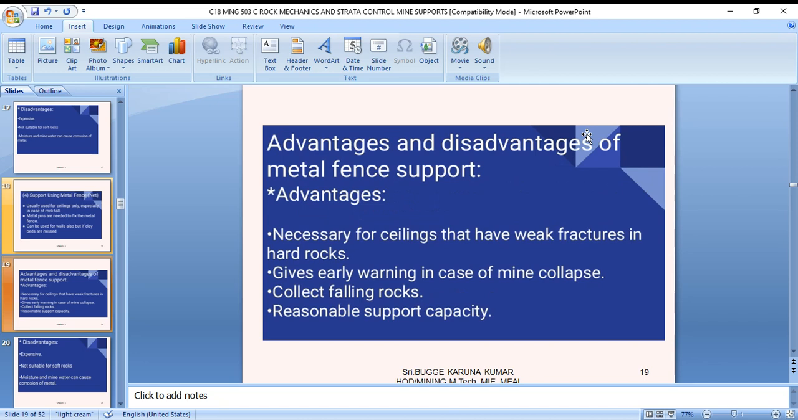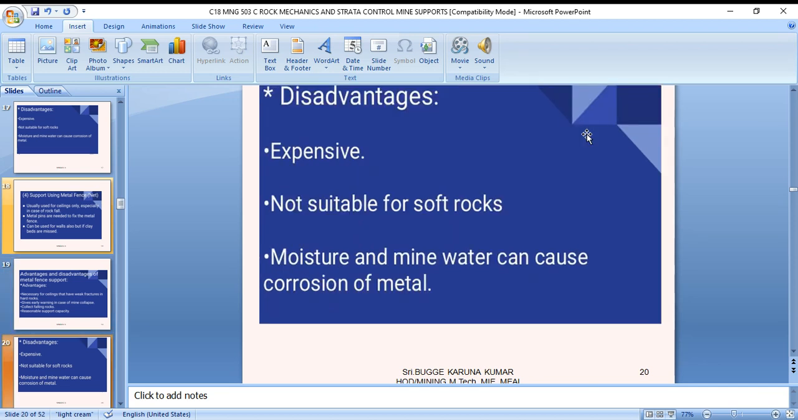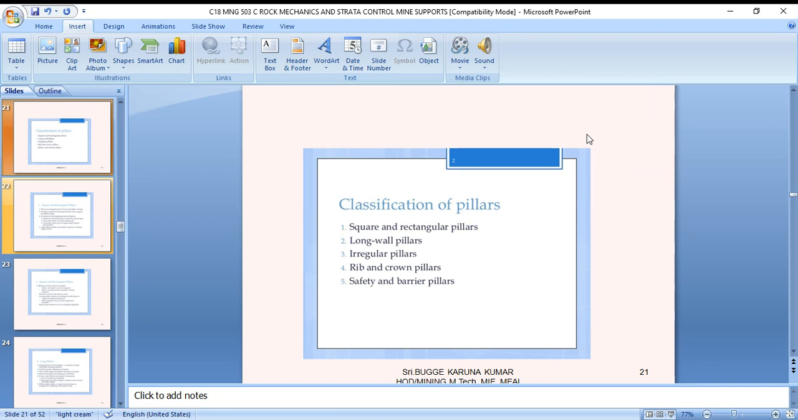Advantages and disadvantages of the metal fencing supports. Necessary for the ceiling that has weak fractures in the hard rocks. Gives early warning in case of mine collapse. Collects falling rocks. Reasonable support capacity. So expansions are not suitable for soft rock. Moisture and mine water can cause corrosion of metal.